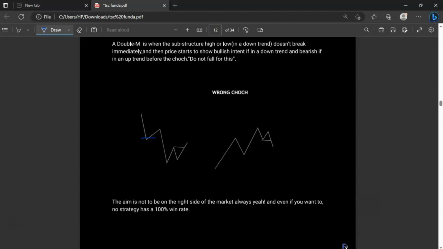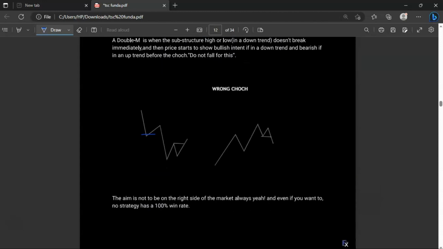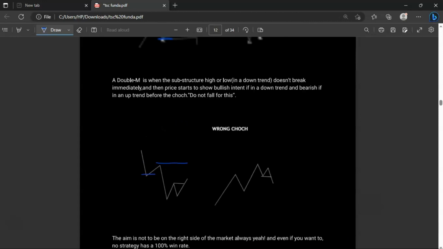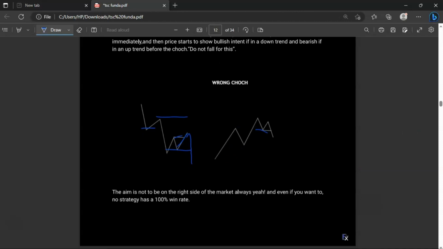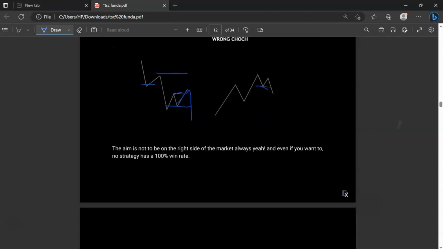This is a break of a lower low, and we expect the break of a lower high to confirm our change of character. But then you see something like this. This is not a change of character. This is the wrong trap. The price can just easily turn. Yes, it is very dumb to take a trade like this. This is a wrong trap also. The same concept. Do not fall for this.